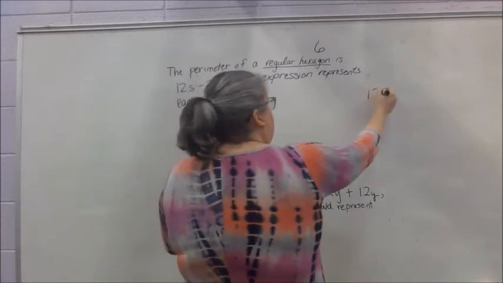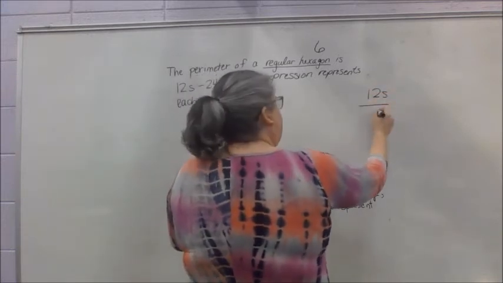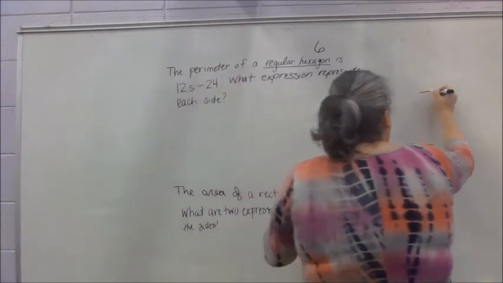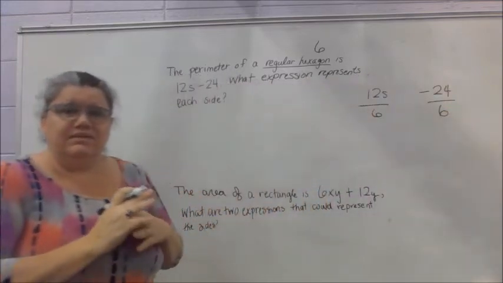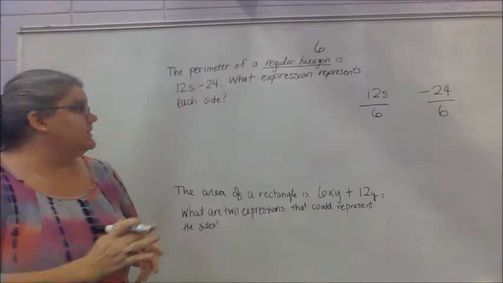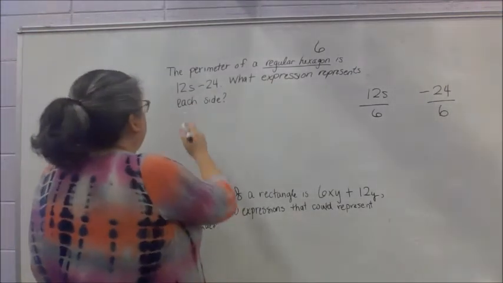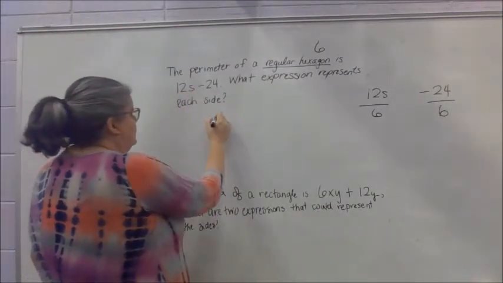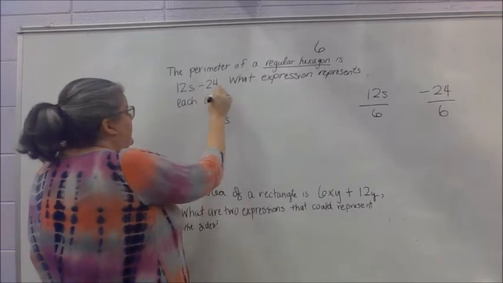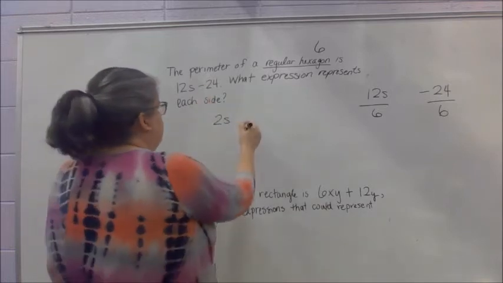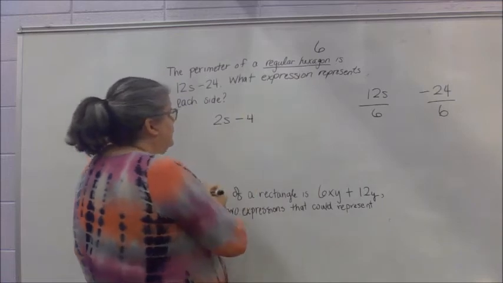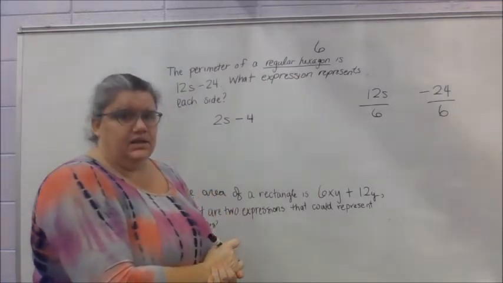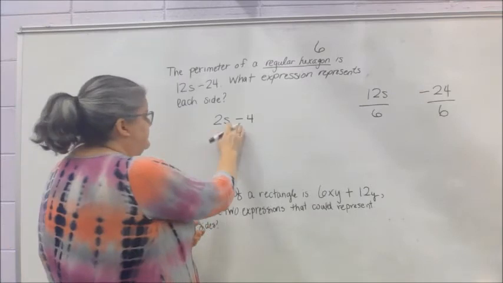take 12s and divide by 6. And I'm going to take negative 24 and divide by 6, because that's the number of sides that are in that hexagon. So here, 12s divided by 6 is 2s, and negative 24 divided by 6 is negative 4. So each side of that hexagon is 2s minus 4.